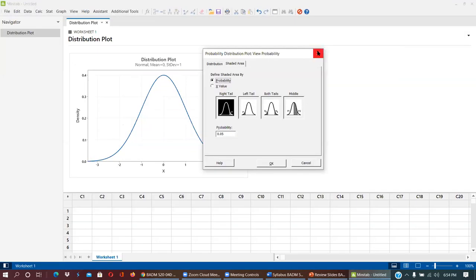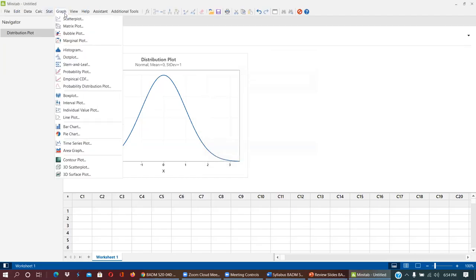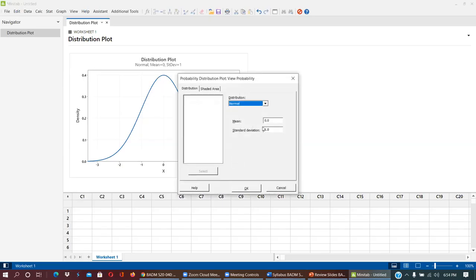Here you have the option. So what is the option? Can you see my Minitab? If you can see. Yes. So under this, we have probability distribution plot. Under this, we have view probability. Here, for standard normal distribution, mean is always 0, standard deviation is always 1. I will explain what is the standard normal distribution and why mean is always 0, standard deviation is always 1.